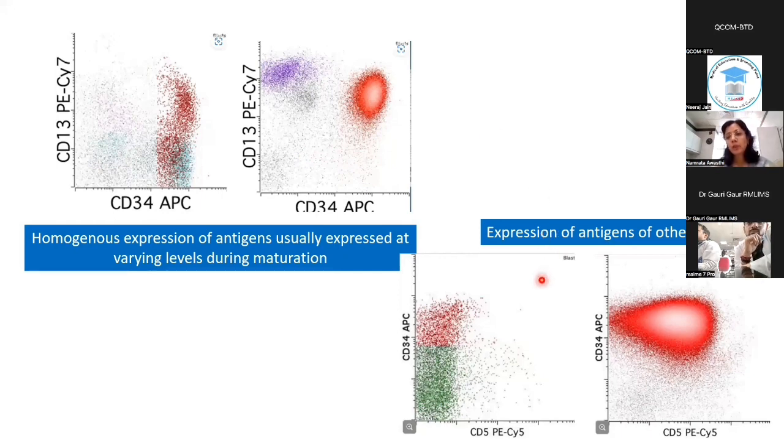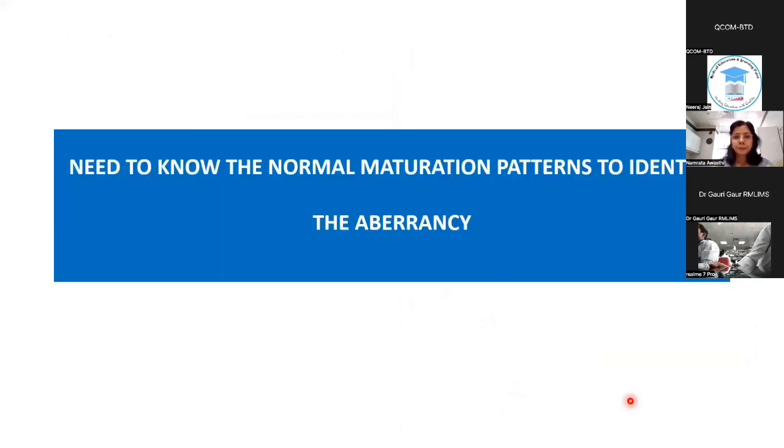Then there could be expression of antigens of other lineage, like a myeloid blast should not be expressing CD5. And here in this case, this is expressing CD5. That means in a case of AML, where myeloid blast is expressing CD5, this is an aberrancy. Therefore, we need to know the normal maturation patterns to identify the aberrancy. And this comes with experience and a lot of learning.